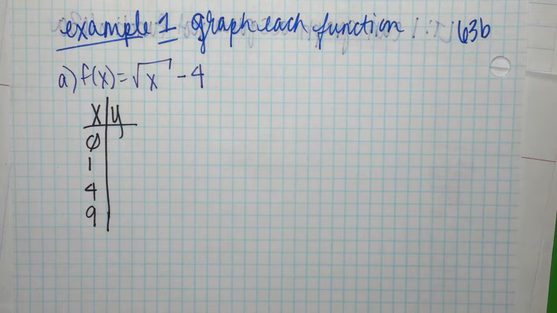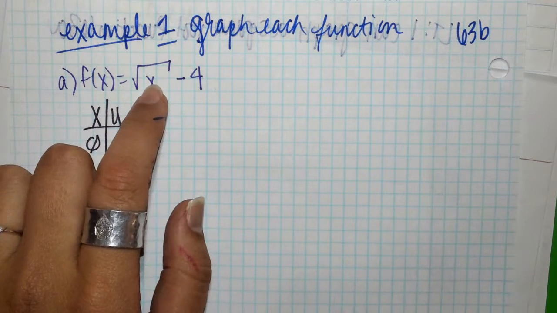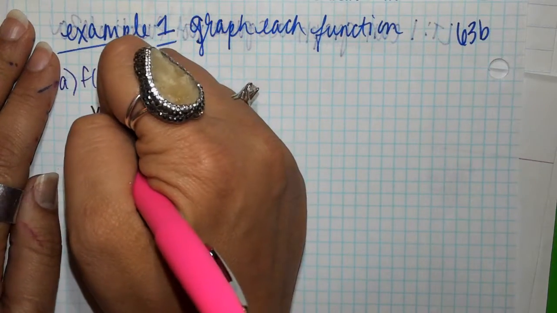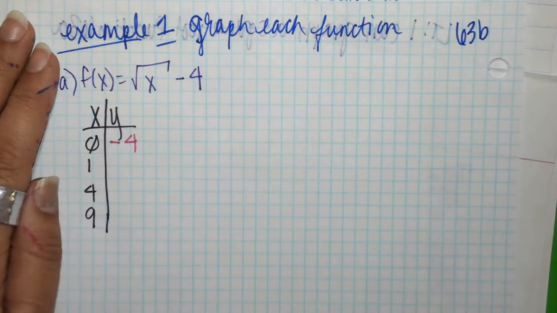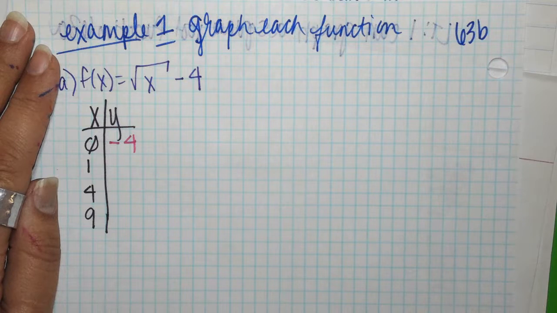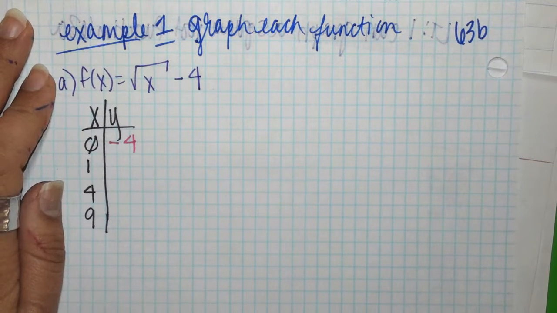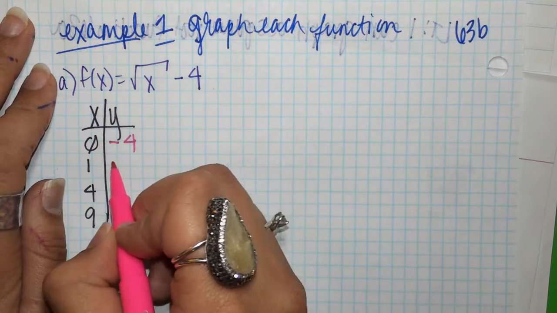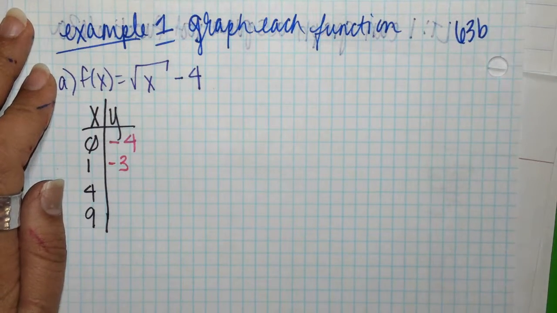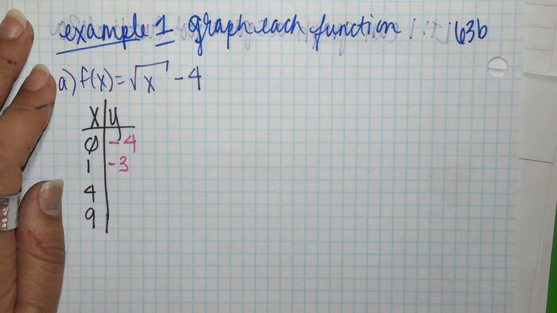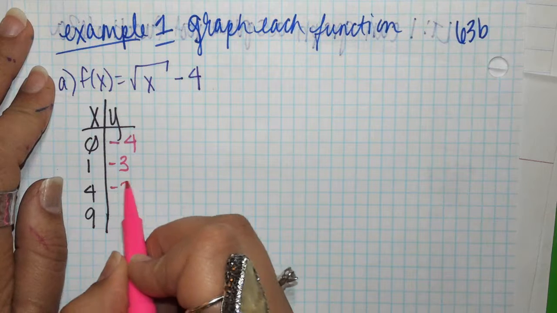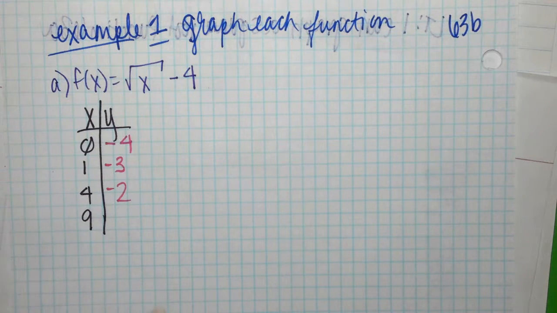So then we plug in 0. What's the square root of 0? 0. What's 0 minus 4? Negative 4. Now let's plug in 1. What's the square root of 1? 1. What's 1 minus 4? Negative 3. What's the square root of 4? 2. And what's 2 minus 4? Negative 2. And what's the square root of 9? 3. And what's 3 minus 4? Negative 1. Look at that.